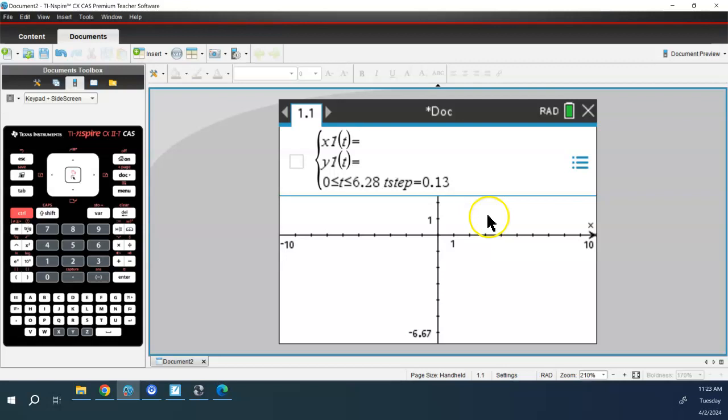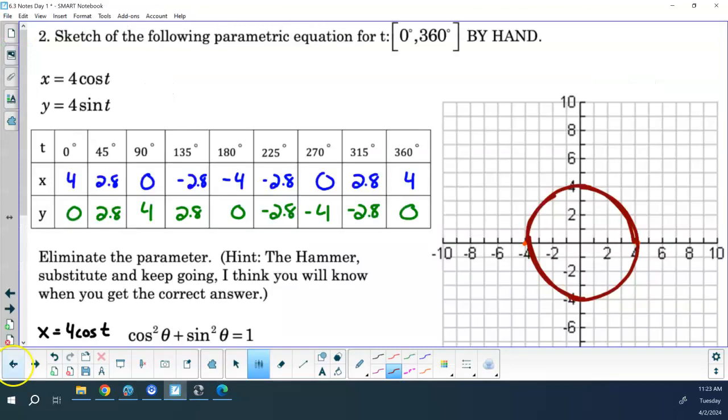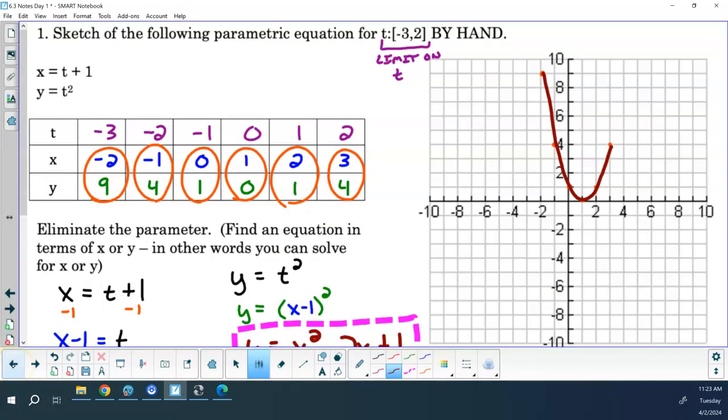Okay? So for instance, on the last one, let me go back to here. On this one where we graphed it by hand, if we had a large T step, the calculator would make it look like that, where it's very flat and clunky. But a smaller T step allows us to get a nice smooth curve.